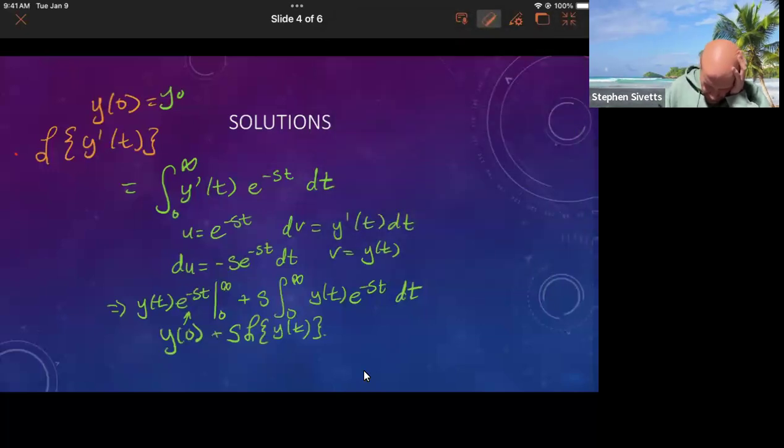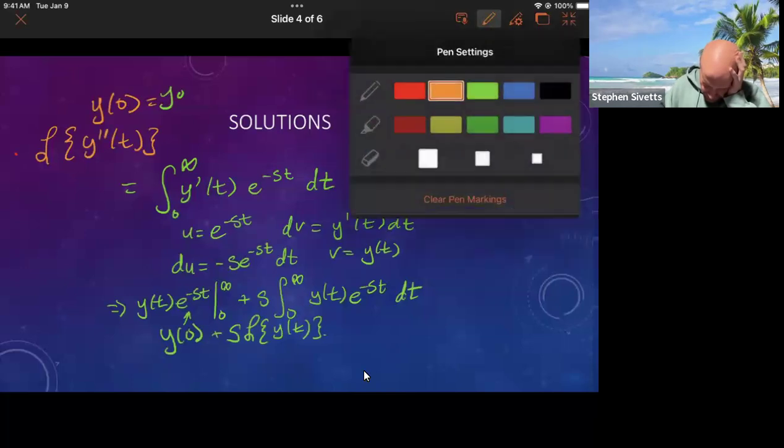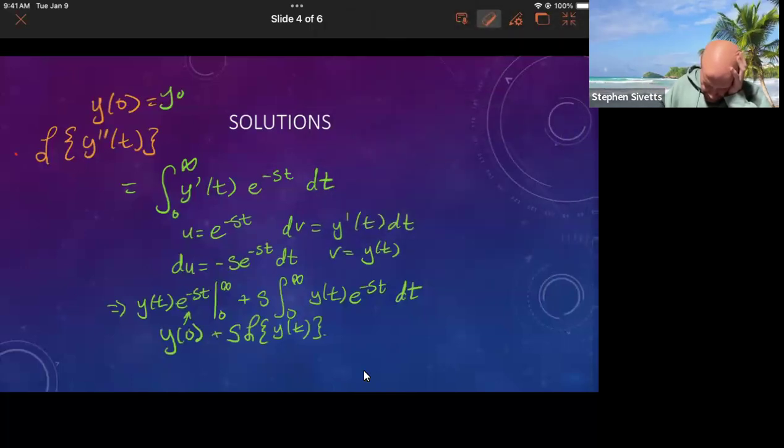And if I want to look at a second derivative, right? If I want to look at the second derivative, the pattern would be the same, right?